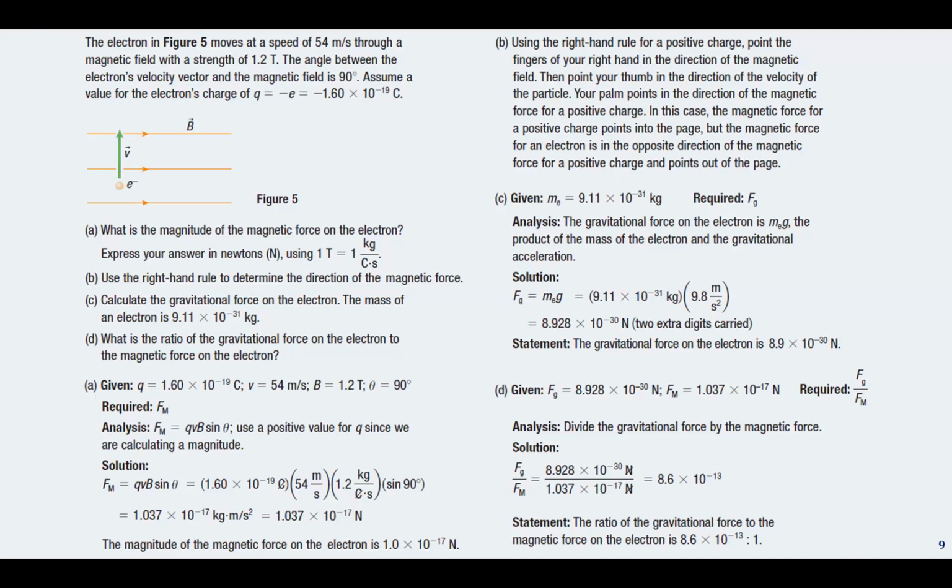Okay, so in the last question, we know the magnitudes for both the magnetic force and the gravitational force. Then the ratio between the gravitational force and magnetic force is 8.6 times 10 to the power of -13. That's the ratio of gravitational force to the magnetic force on the electron.